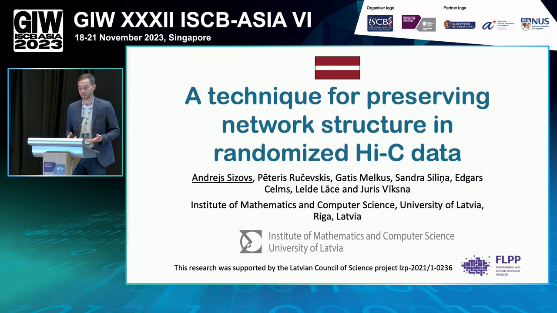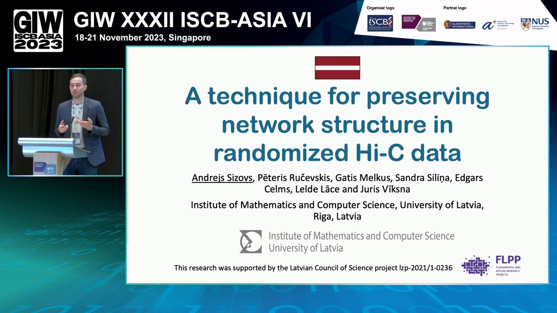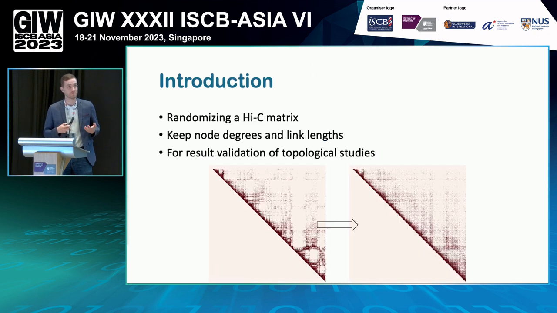So my talk is about randomizing Hi-C data. We use the graph representation of Hi-C data and randomize it. What this means is that we keep some graph properties unchanged, and the randomization is performed for result validation purposes of some topological studies. We have also used it ourselves, and I will tell you about our experience.